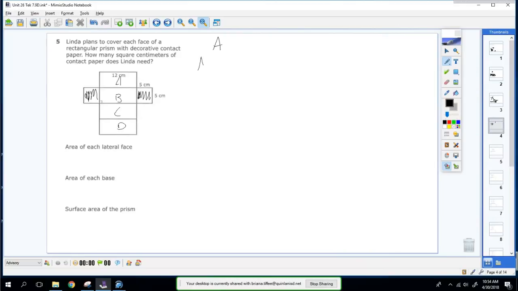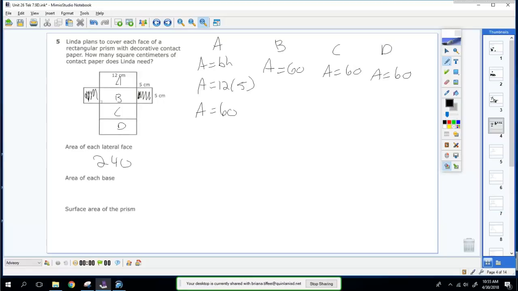So A will be just base times height. The base is 12 and the height's 5. So that would be 60. B is the same rectangle, so the area will be 60 as well. C is the same rectangle, so that would be 60. And D is the same rectangle, so that would be 60. So you add them all up. When you add it all up, you get 240.